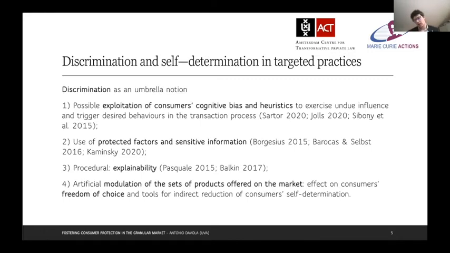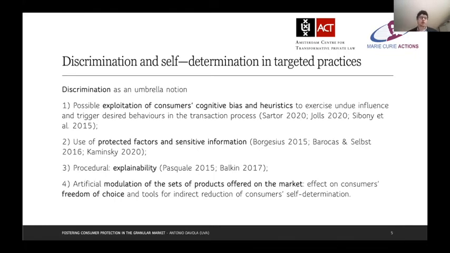What I want to focus on, though, is that in analyzing discrimination, I have observed another declination that is probably a little bit less discussed within legal scholarship, and that nevertheless is pretty significant, especially in light of evaluating the role of private law rules in regulating commercial practices. In particular, we can discuss discrimination with regards to the capacity of targeted commercial practices to impact on the self-determination process of consumers.